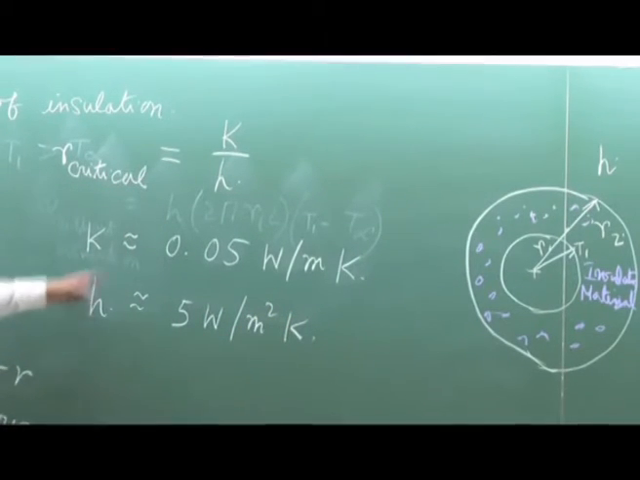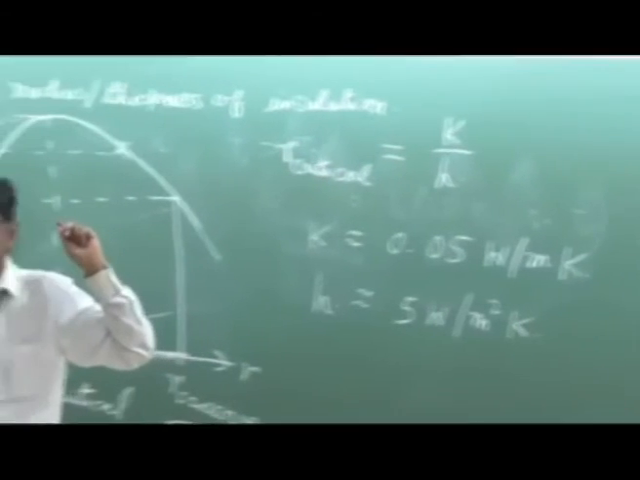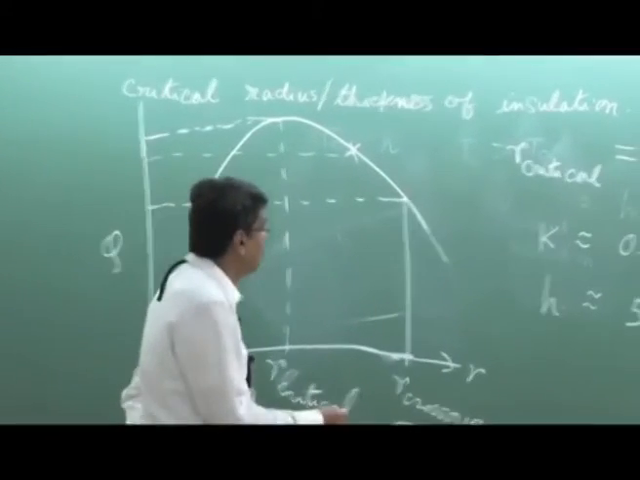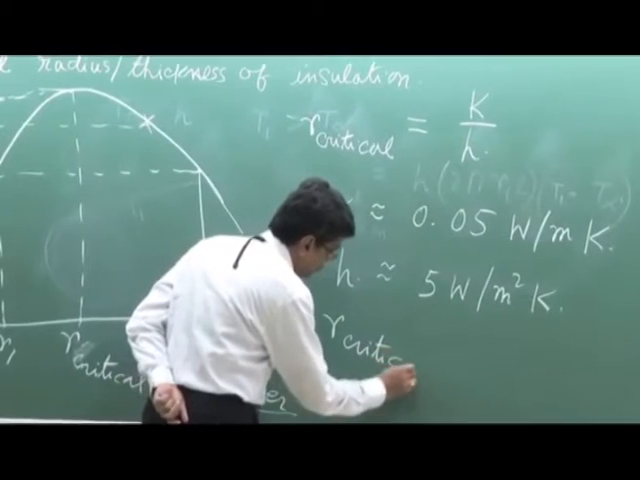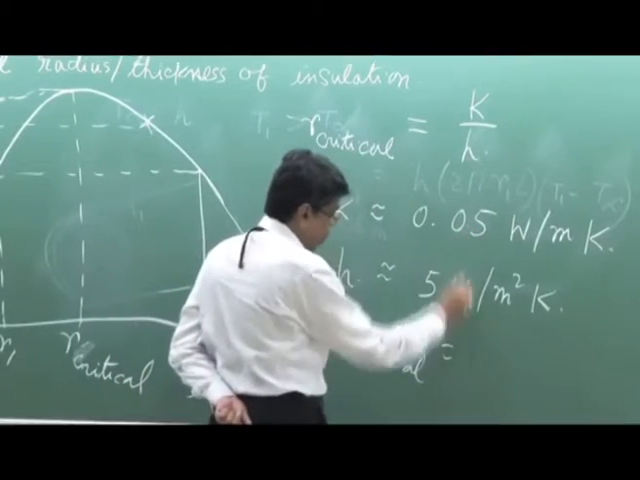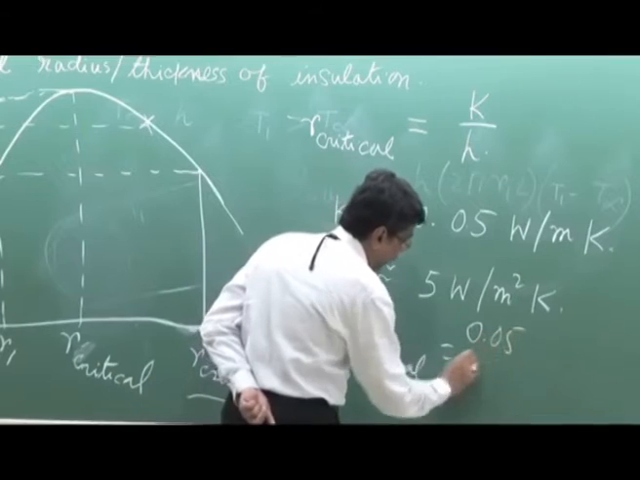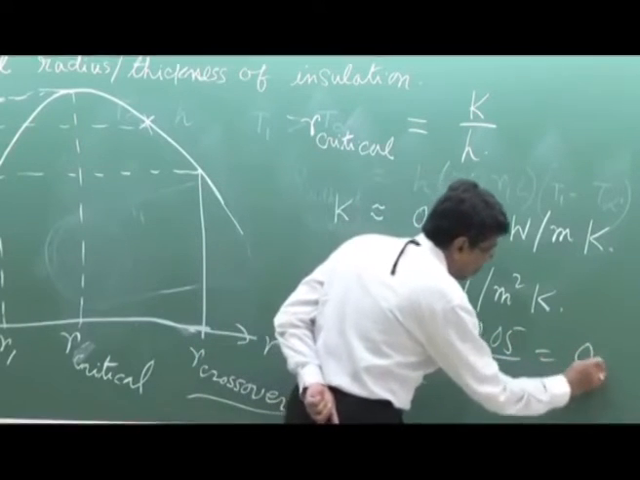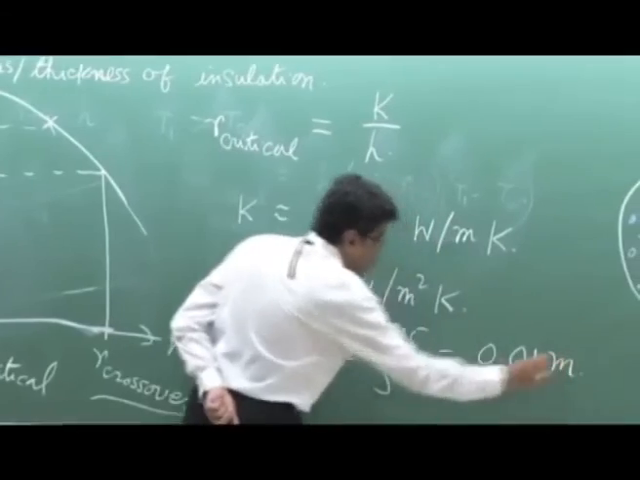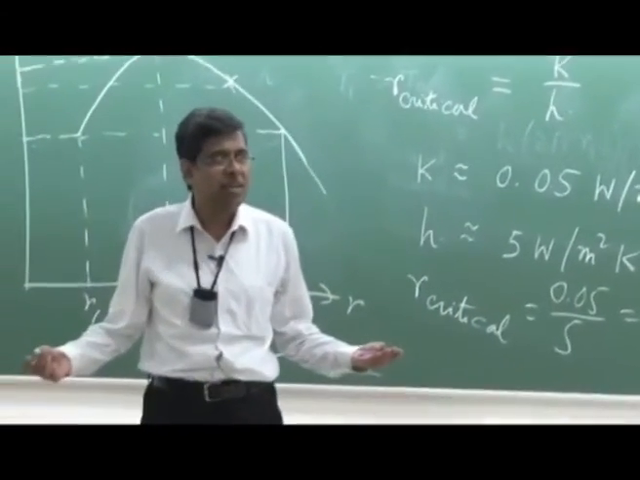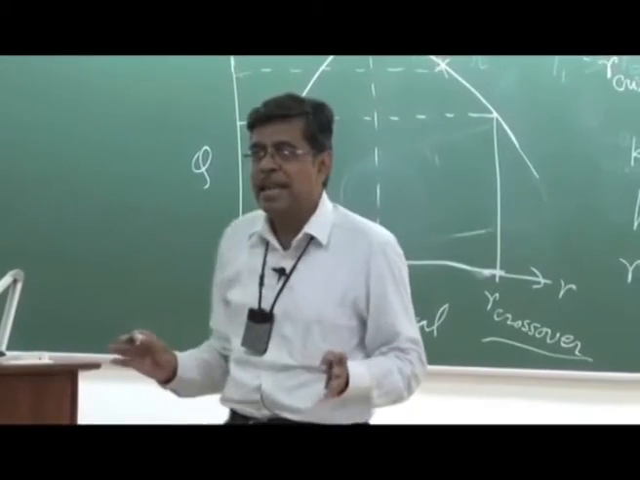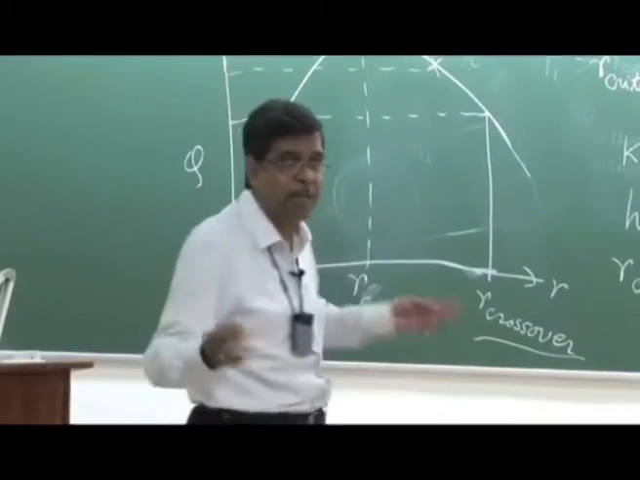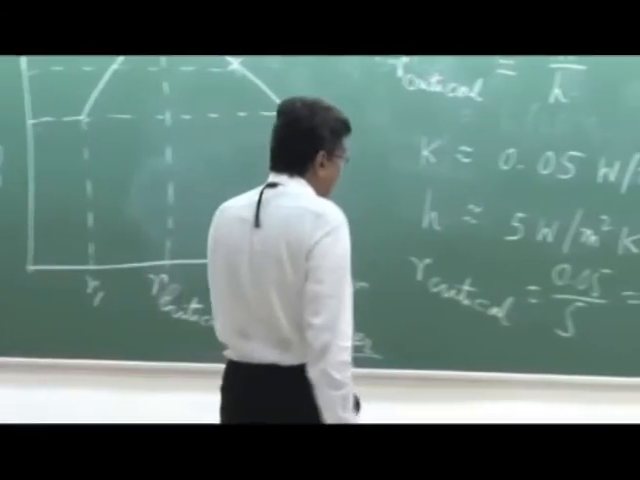So if I use this minimum value, because if H is lower, the critical radius of insulation is higher, then I get a value of R critical (0.05 by 5), it comes to about 0.01 meter. So why are we only interested in R critical, not the crossover radius? Crossover radius is academic information, we can solve problems, but in practice it has not much value.